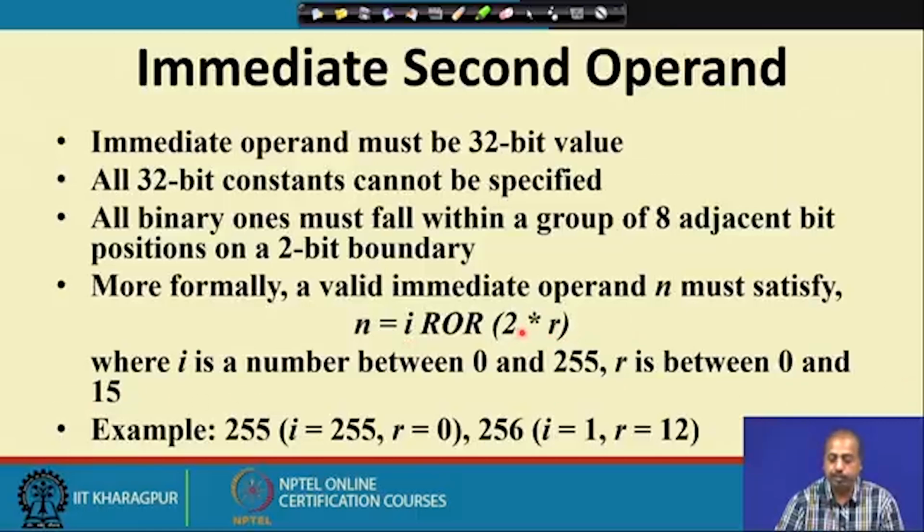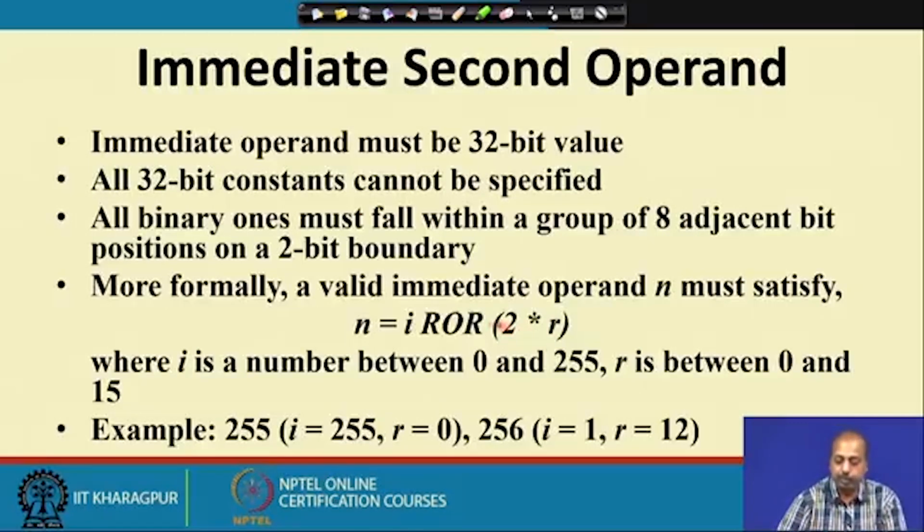So if r is between 0 and 15, it is a rotate right by up to 0 bits to 30 bits. After so many positions it can be shifted. When r equals 0, there is no rotation. r equal to 1 is rotation by 2 bits, r equal to 2 is rotation by 4 bits. So you see that it is getting shifted by even boundaries. You cannot have the number in odd boundaries.